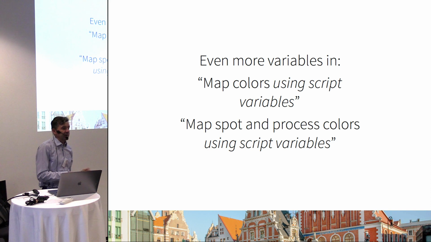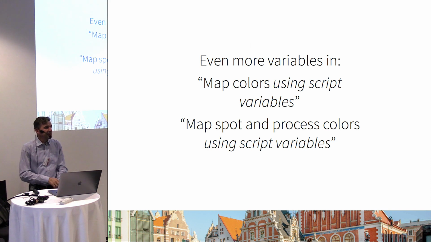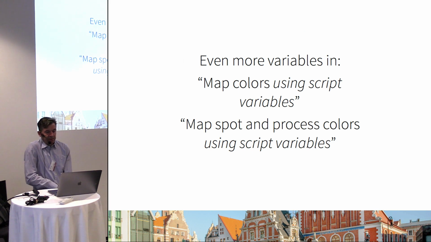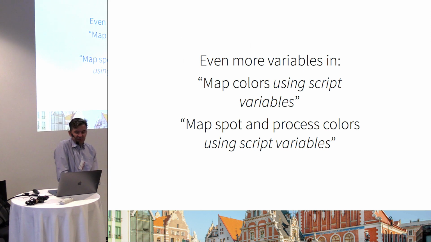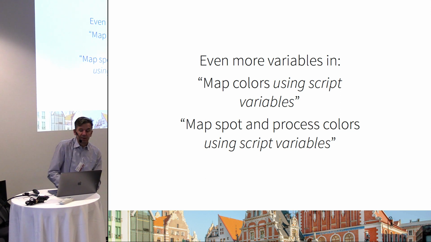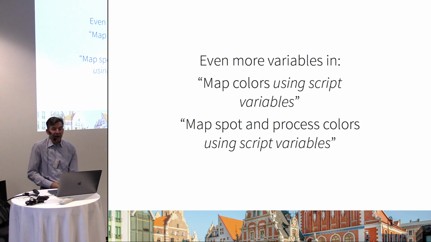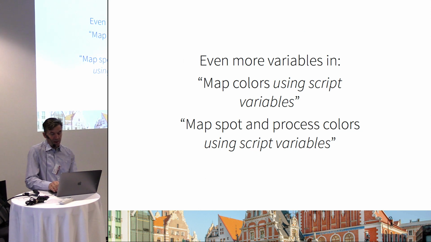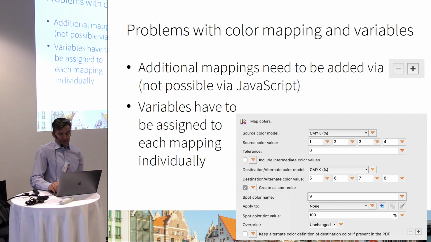Okay, next topic. Two new fixups, map colors and map spot and process colors are existing fixups, and both are available now in variants with, in their name, the addition using script variables. So both can now be controlled using script variables.